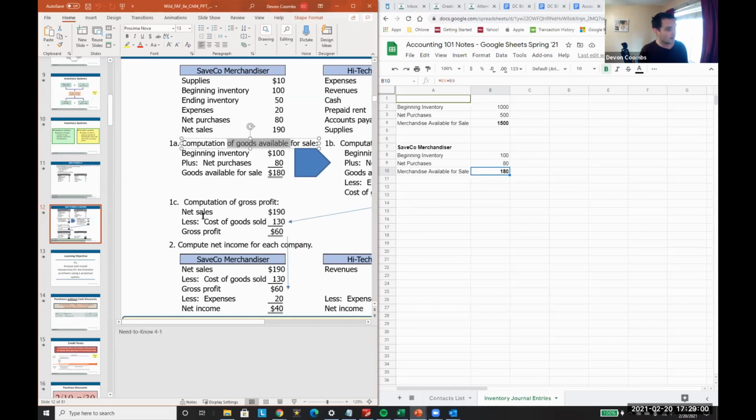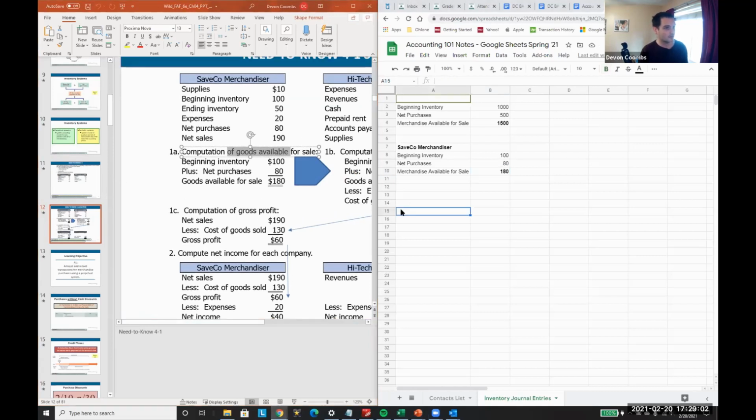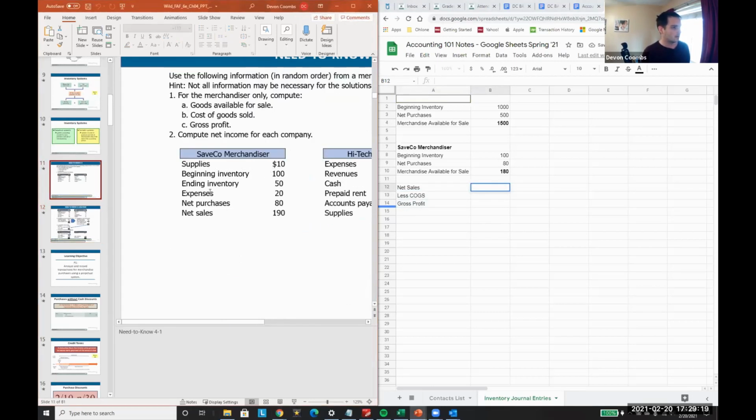And then we'll go compute the gross profit next. So the gross profit, we'll just have our net sales less our cost of goods sold will equal our gross profit, right? That's different than net income. So our net sales here were, it's too messy there. Our net sales were 190.